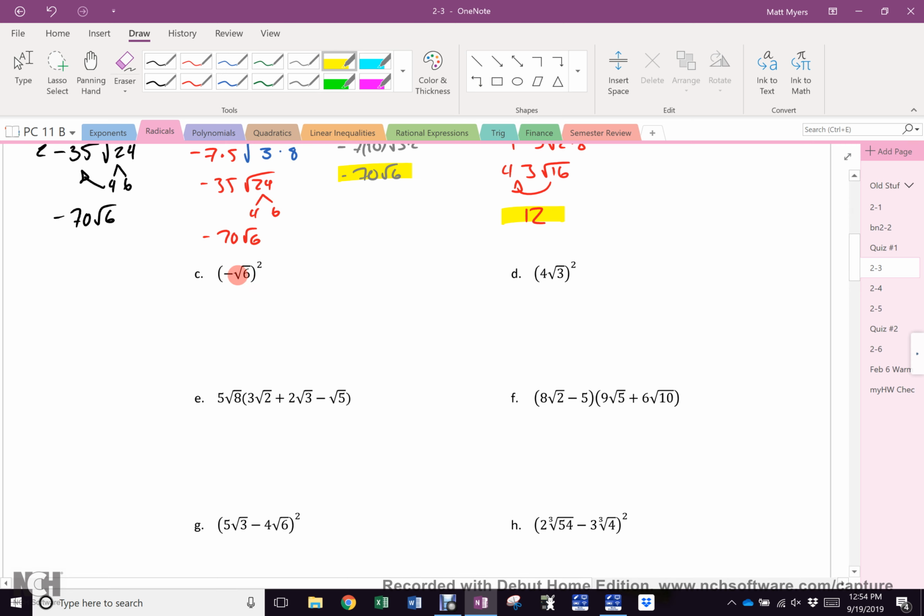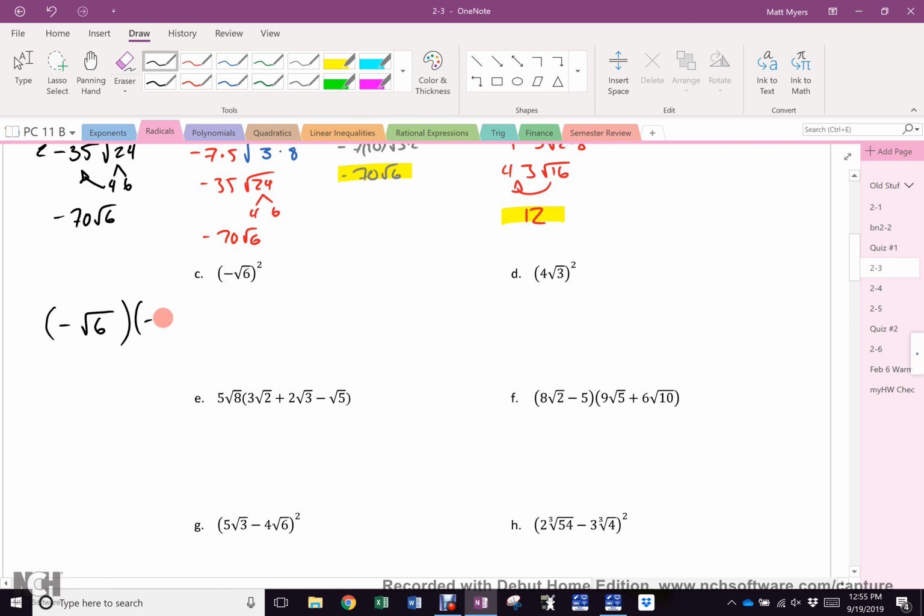This one differs slightly. Why? Because it's got radicals and an exponent. Do all the exponent rules apply? Sure they do. So what is the base in C? It is negative root 6. And what does it mean to square it?